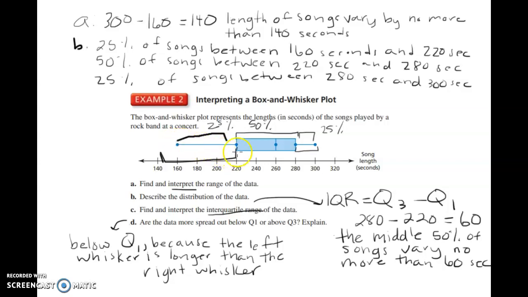If you wanted to, you could do 220 minus 160 and see that 80 is bigger than 300 minus 280, which is 20. So you could use numbers if you want to, or you can just say which whisker is longer than the other one. All right, we just have one more example problem, and then you can stop listening to my voice.